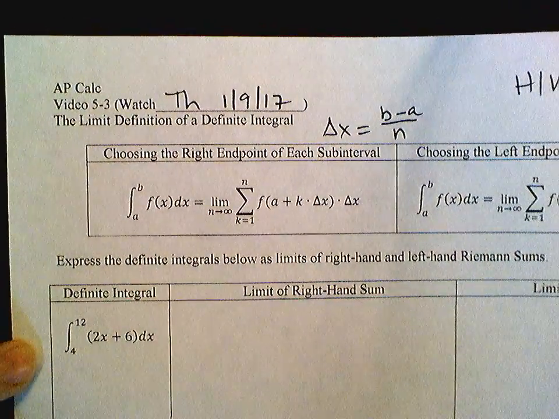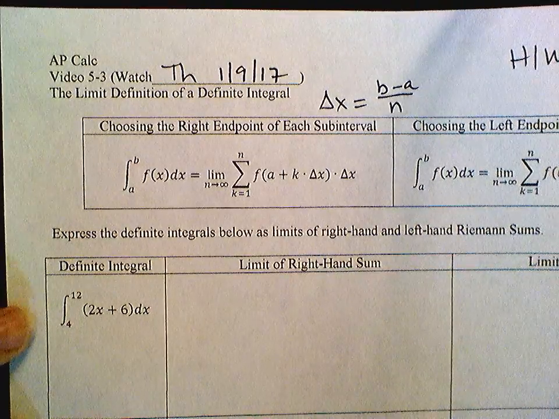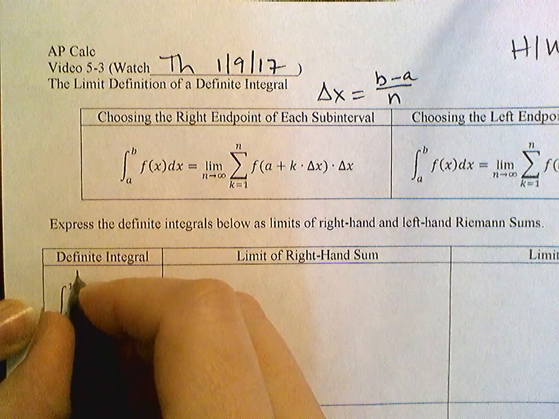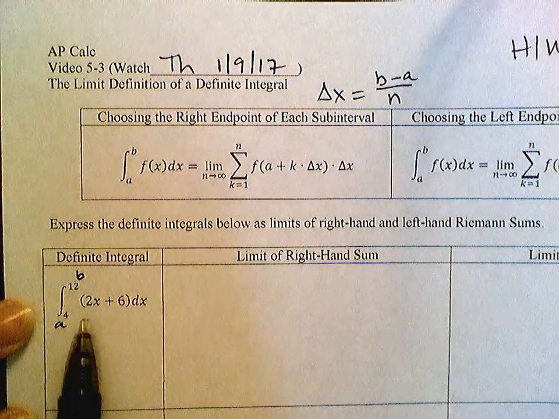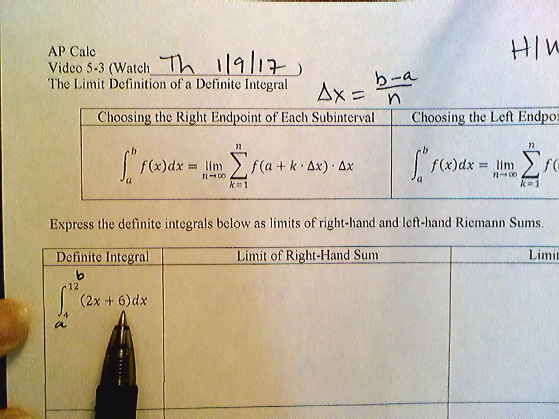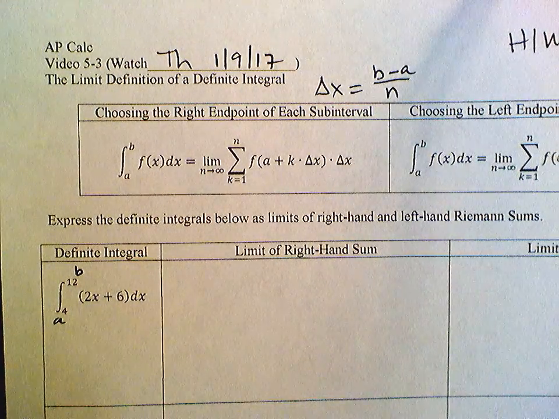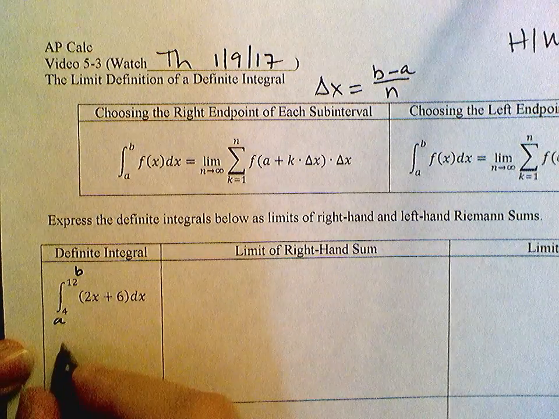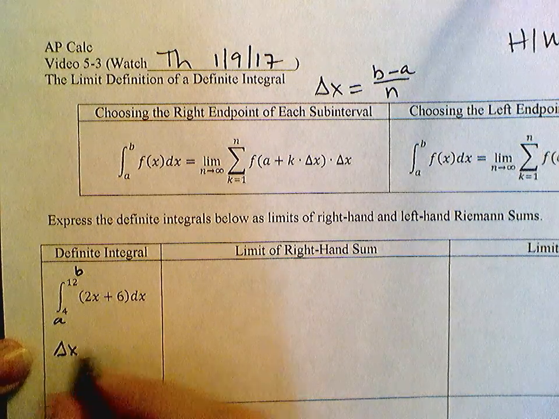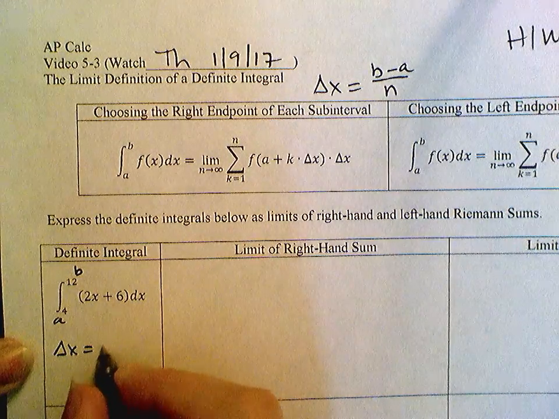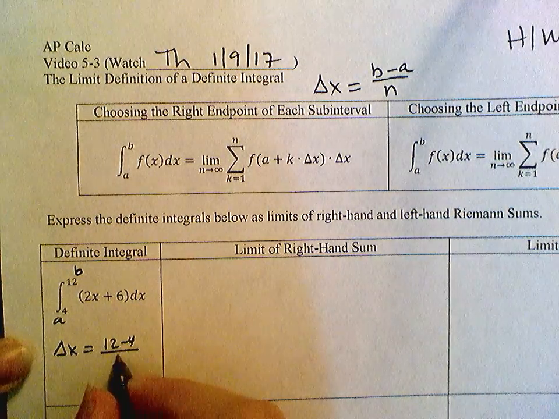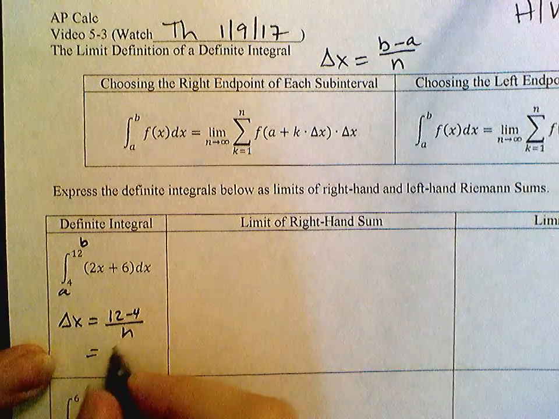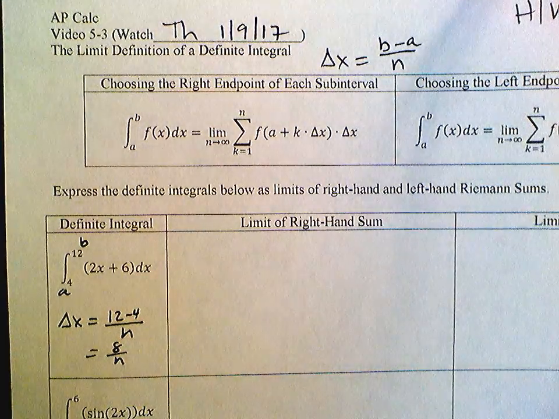All right, so the first thing I want to do is identify a and b. Okay, so that's a, that's b. f of x is that function right there. And I also want to identify delta x. So delta x in this case is going to be b minus a, so 12 minus 4 over n. Okay, so this is 8 over n. That's what delta x is.